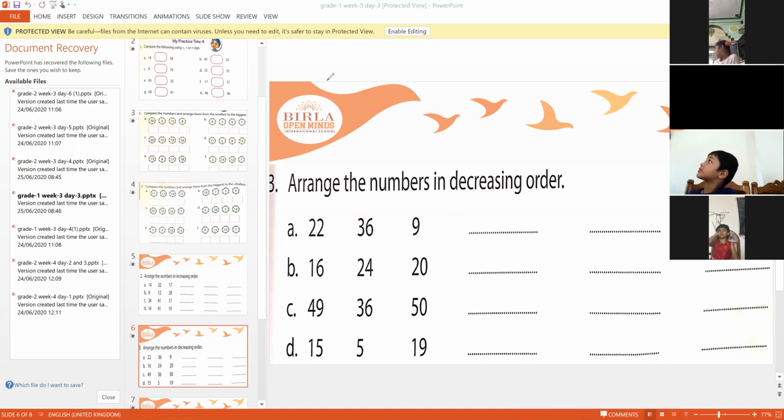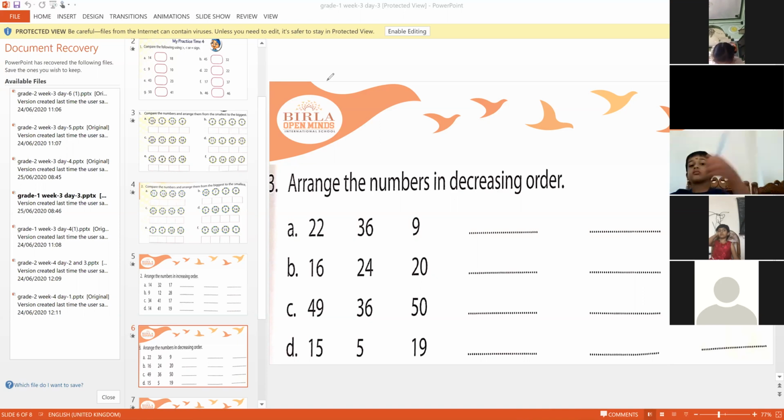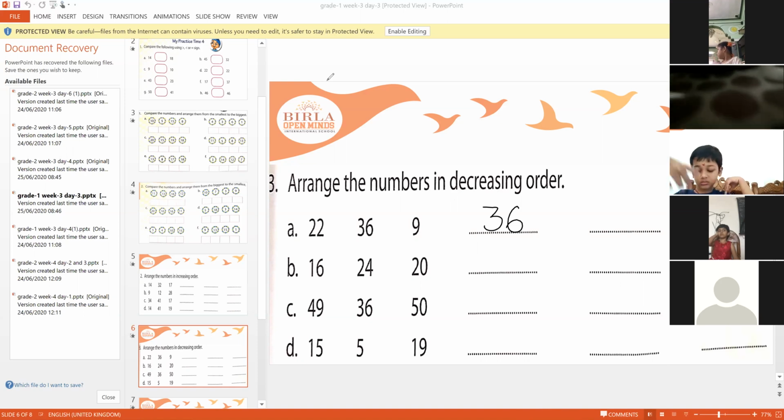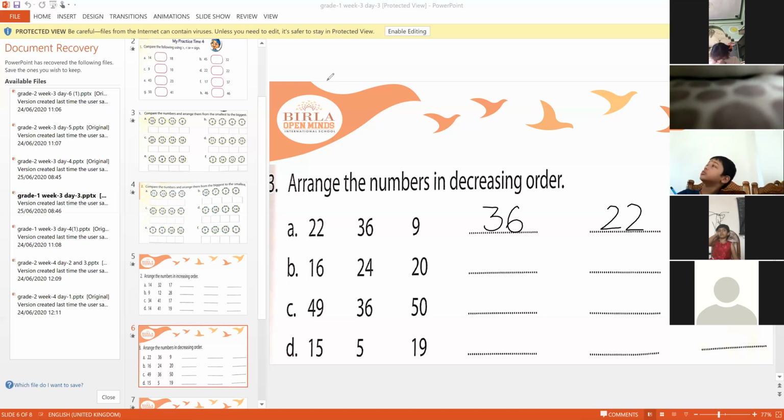Ayansh, you tell me the answer for bit A. Yes, Ayansh, tell me the biggest number here. 22, 36 or 9? 36. Very good. Then, after 36, which is the biggest number? 22. Very good. Then, last one? 9. Very good, Ayansh. Very good.